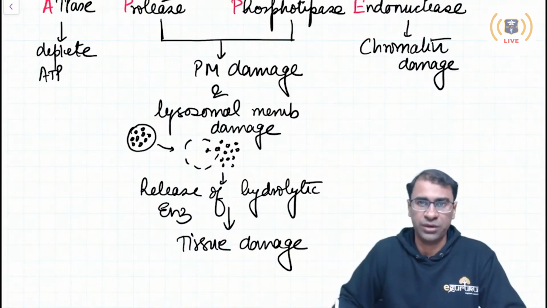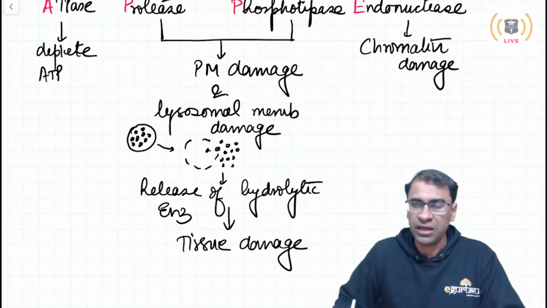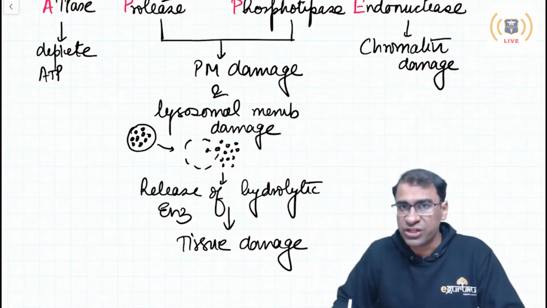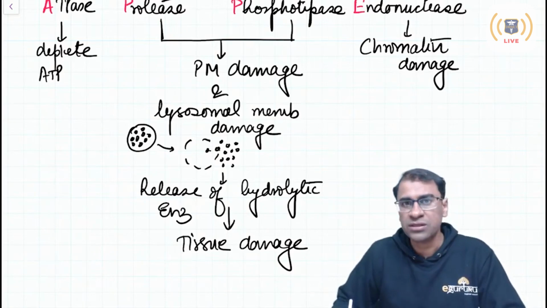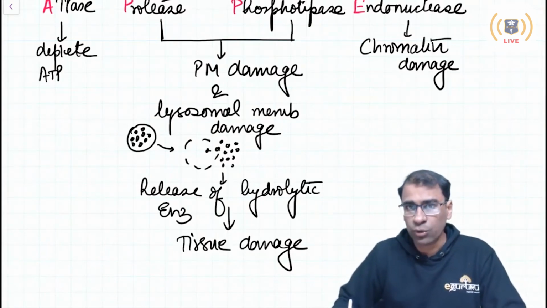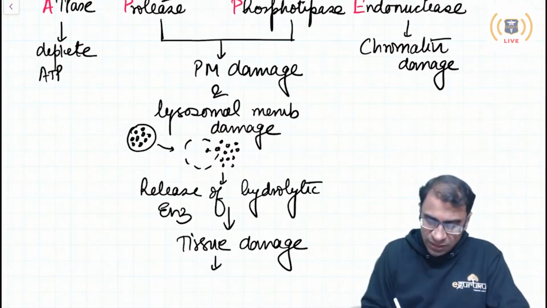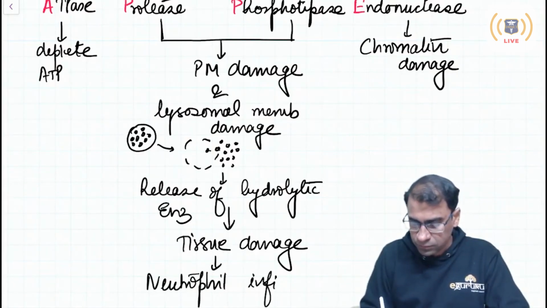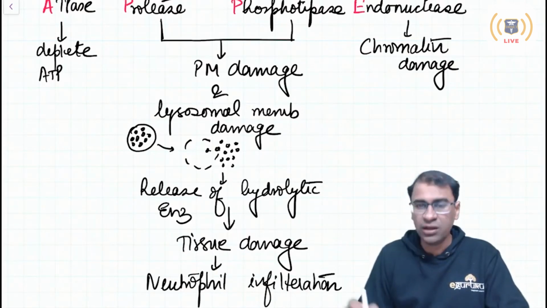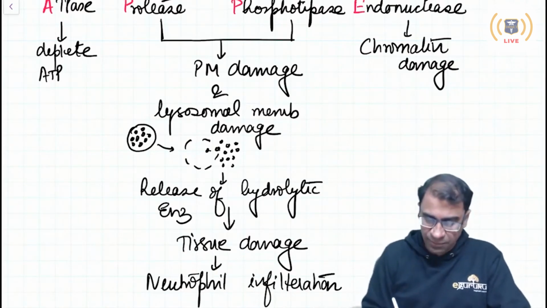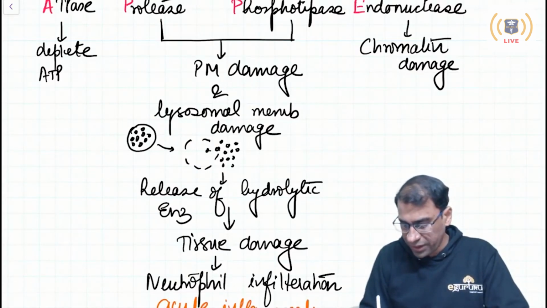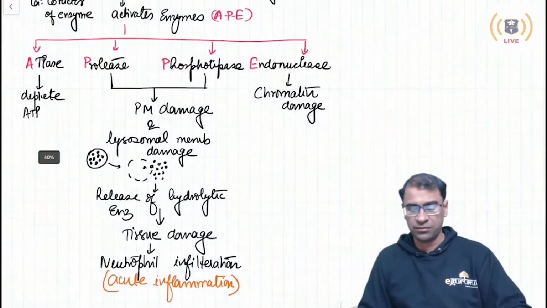Remember a rule of pathology: whenever tissue damage is occurring, the damaged tissue has to be removed by our inflammatory cells, which initially are neutrophils and later become macrophages. So initially what comes there is the neutrophil. This tissue damage is removed by neutrophils. It causes neutrophil infiltration, and this is referred to as, in bracket, acute inflammation.